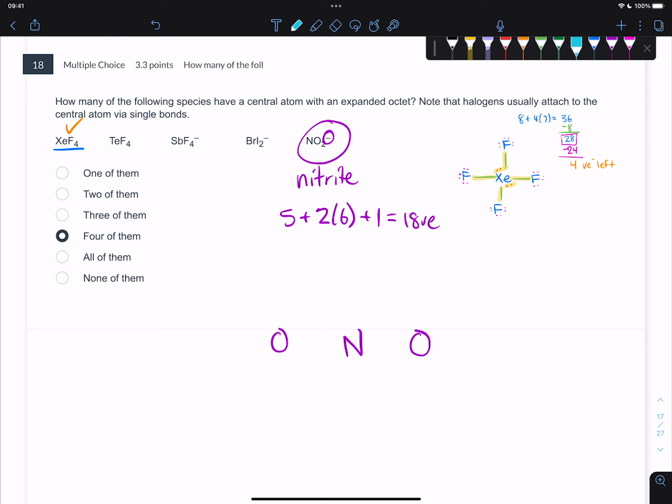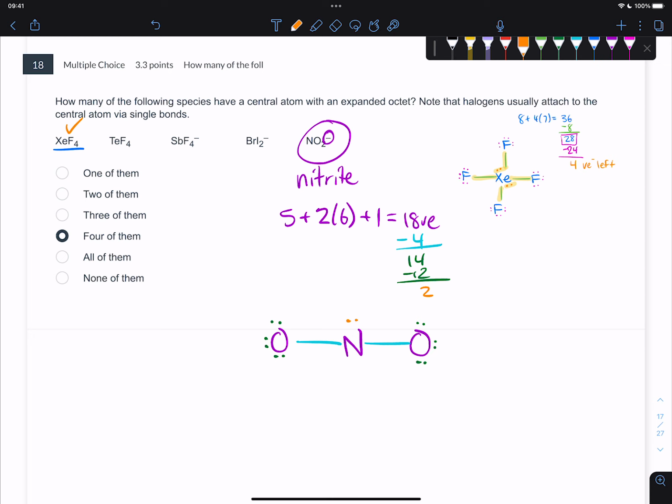First step is to bond them once. So 1, 2, 3, 4. I just used up 4. That leaves me with 14 left, which are going to go on the outside. 1, 2, 3, 4, 5, 6, 7, 8, 9, 10, 11, 12. I just used up 12. That leaves me with another 2 remaining, which have got to go on the inside.